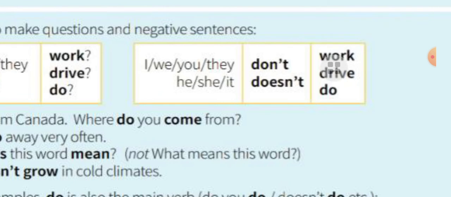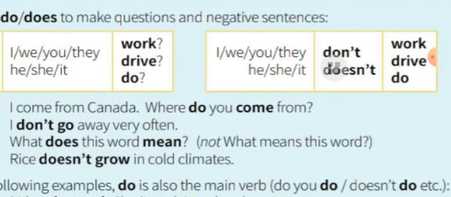I, we, you, they, negative: don't work. I don't work. We don't work. Like that. He, she, it: you cannot say "he don't work". You cannot say "she don't come". You have to say he doesn't work. She doesn't work. It doesn't work. This is the rule for that.